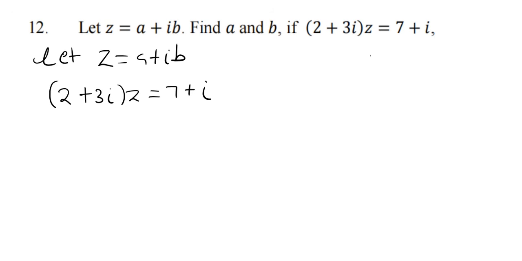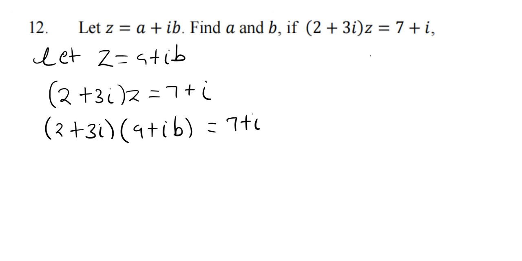Okay, so what then are we supposed to do? Well, let's replace where z is. So we're going to have 2 plus 3i. We've been given z here, and we've been told that z is a plus ib. So I'm going to replace it here: 2 plus 3i times a plus ib is equal to 7 plus i. Then you know that we're supposed to expand this expression.